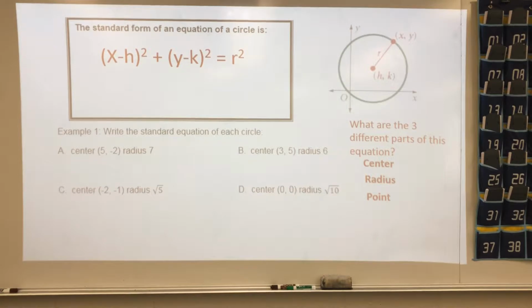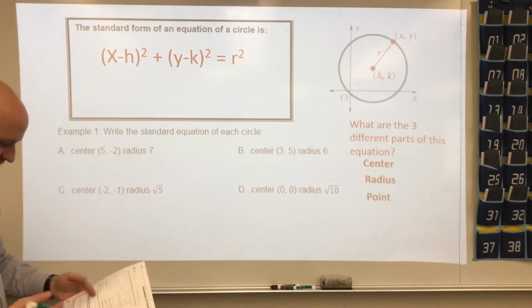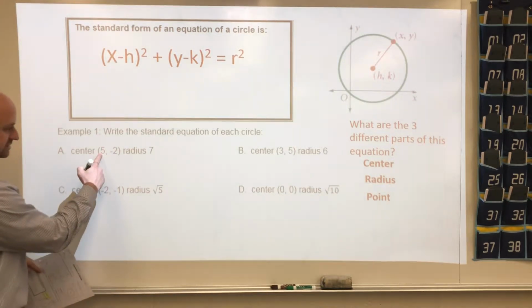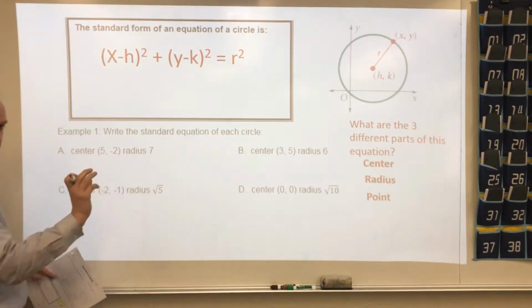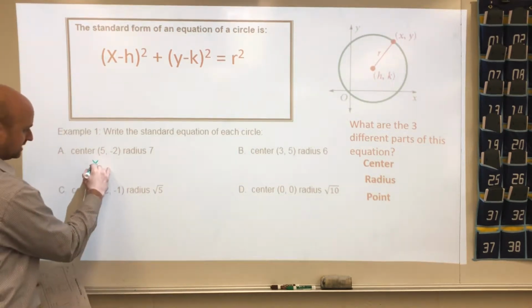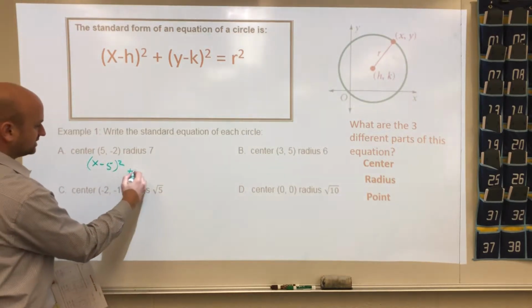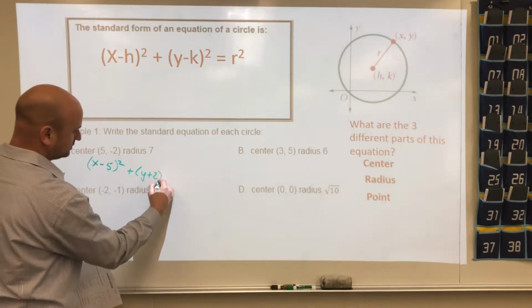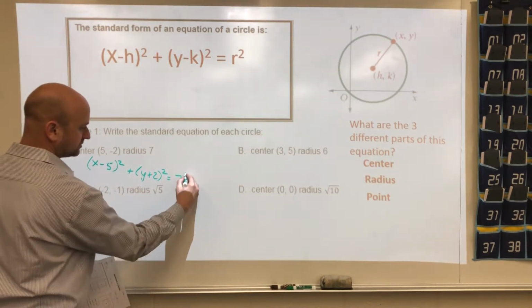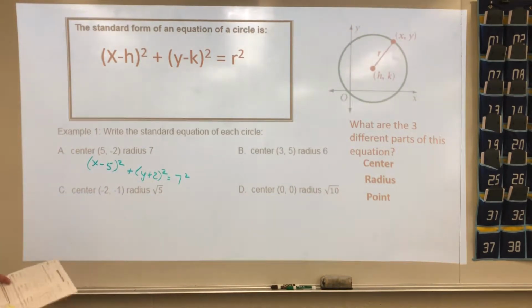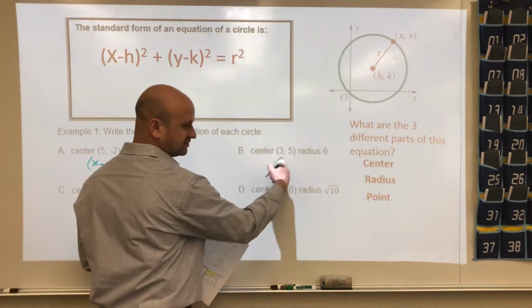All right, so for this problem here, what is the center? So what do we do? This is going to be the x value, y value, so we're going to switch the values. So we get x minus 5 squared plus y plus 2 squared, and that equals the radius squared. So that would be your equation of that circle. If we come over here, what are we going to do with the 3 and 5?